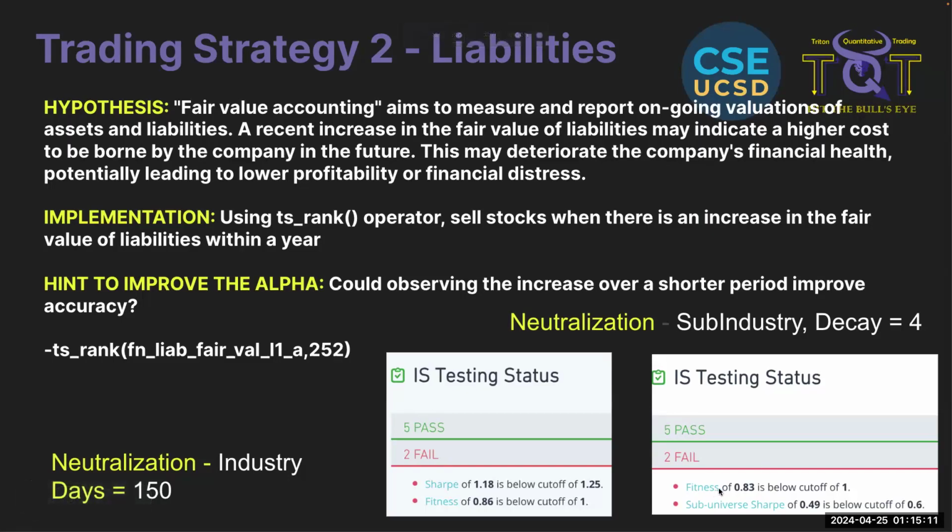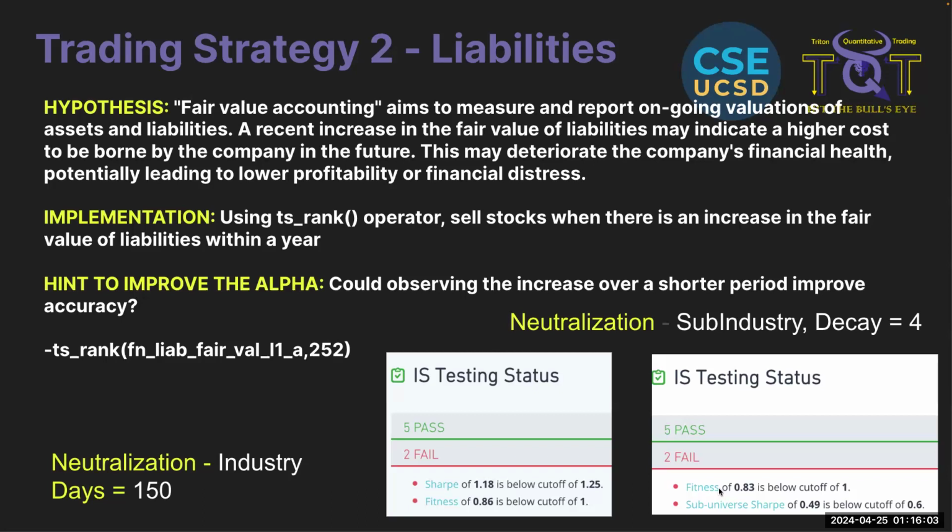So here the test failed because fitness was 0.83. So that wasn't good enough. But now your neutralization is changed to industry, and your decay changed to 150 days. So what I have done is, instead of a year, I'm just taking the last two-three quarters. So 150 days represents more recent data. I don't want to bother about what happened 9 months ago. I just want to take care of how the liabilities are for the recent time.